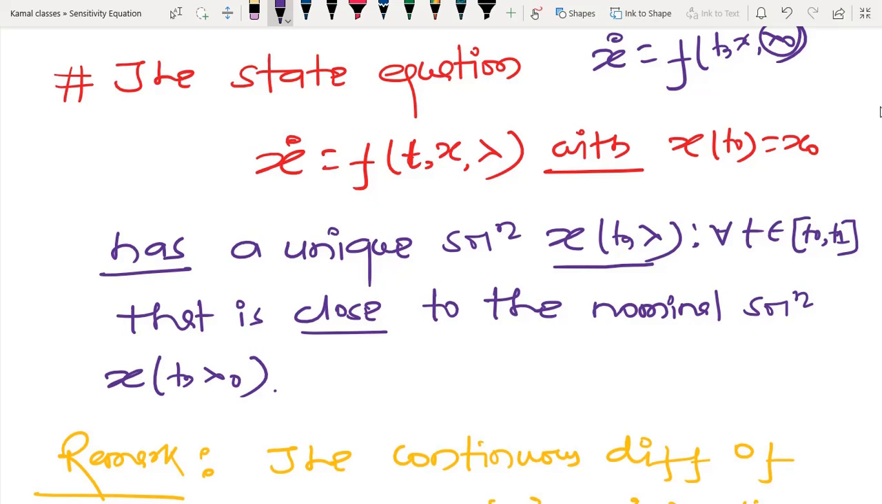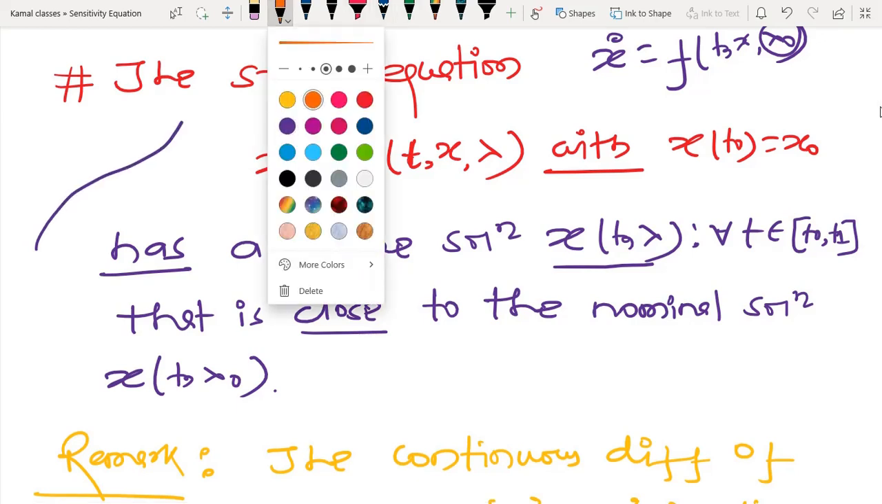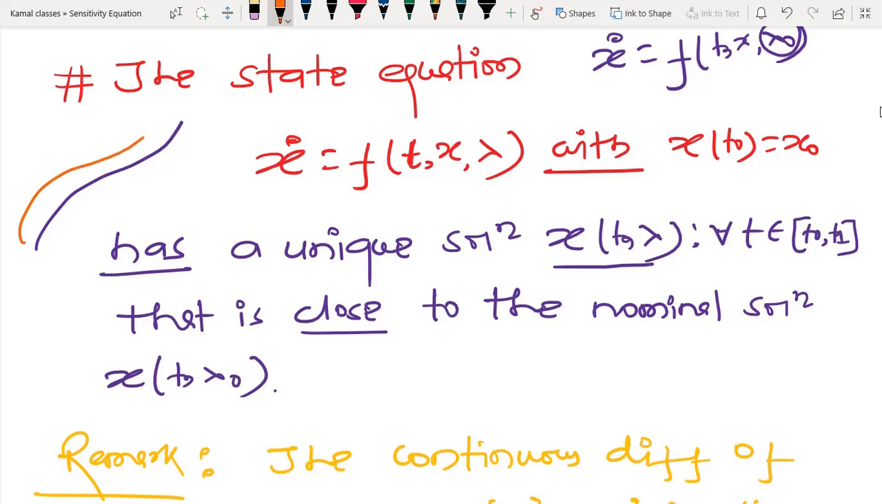the nominal solution. So suppose the nominal solution is like this, then whatever perturbed solution comes like this. Okay, so it is going to lie inside some kind of tube, so it is not going to deviate much, that is what I mean to say.